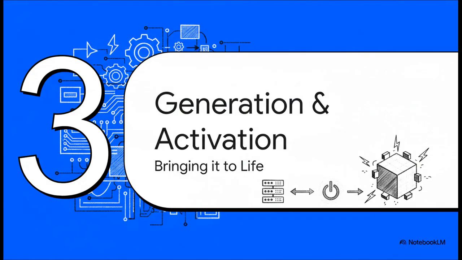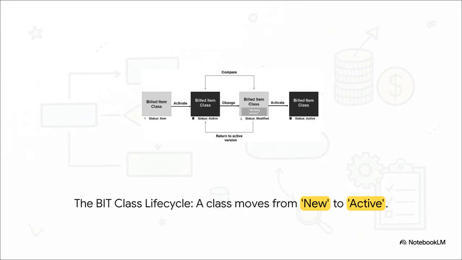We've designed our blueprint. Every detail is there. Now comes the really cool part, taking that abstract plan and turning it into a real, living, breathing object that the system can actually use. And this little flowchart shows that life cycle perfectly. Every new class starts out as new. When you're happy with it, you activate it. And if you ever need to change it down the road, it goes into a modified or working version state, which you can then activate again when you're done. It's a really controlled, safe way to manage changes.